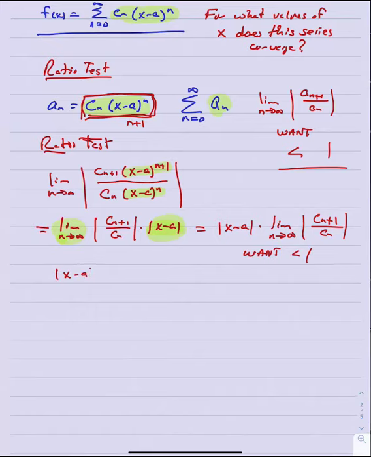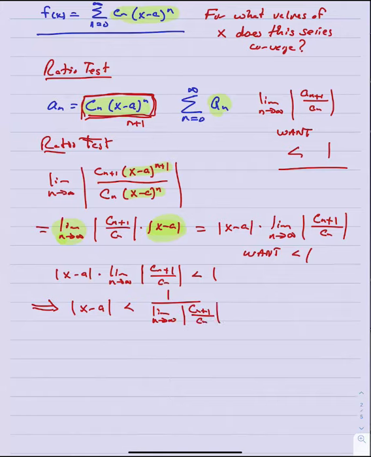Okay, if the absolute value of x minus a times the limit as n goes to infinity of c sub n plus 1 over c sub n is less than 1, then that's the same thing as saying the absolute value of x minus a is less than 1 over the limit as n goes to infinity of the absolute value of c sub n plus 1 over c sub n. But that's just the same thing as saying the absolute value of x minus a is less than the limit as n goes to infinity of the reciprocal of this, which would be the absolute value of c sub n over c sub n plus 1.